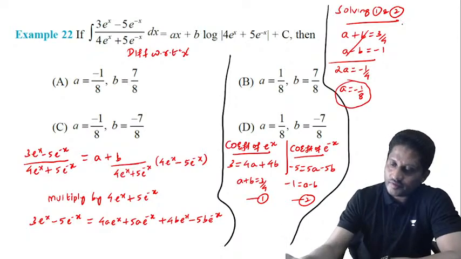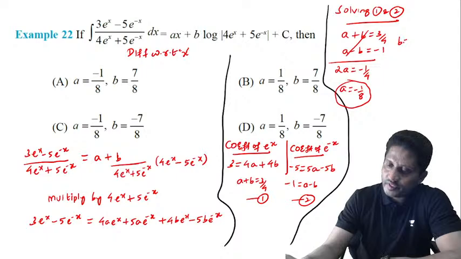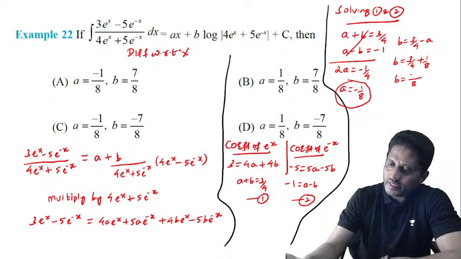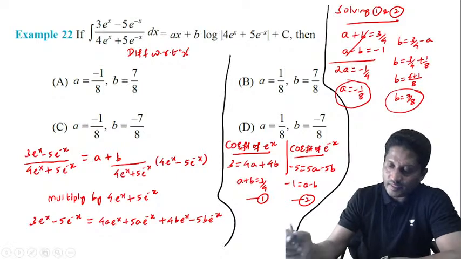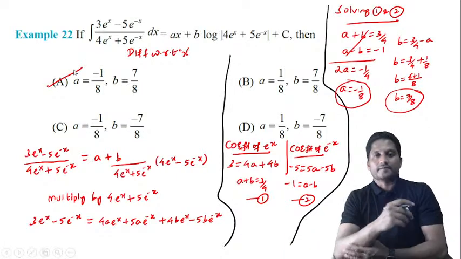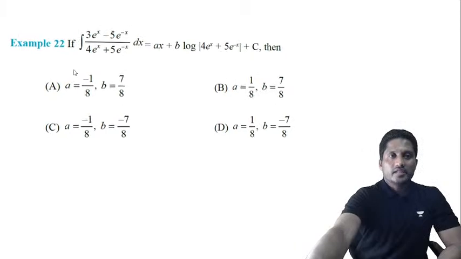Right, so if I substitute a, b is equal to 3 by 4 minus a, b is equal to 3 by 4 minus of minus is plus. Take LCM 8, you will get this as 6 plus 1, b will be equal to 7 by 8. A is minus 1 by 8, B is 7 by 8. Answer is option A. Right, let's move to the next question.